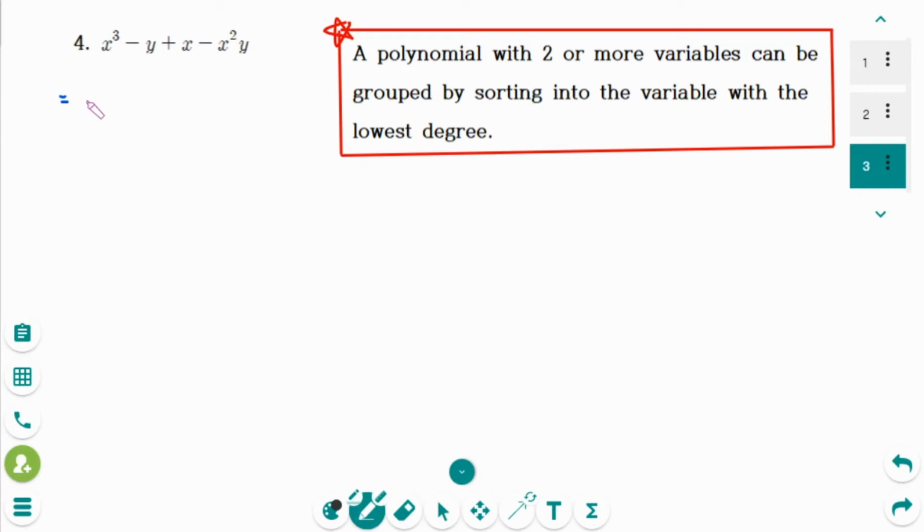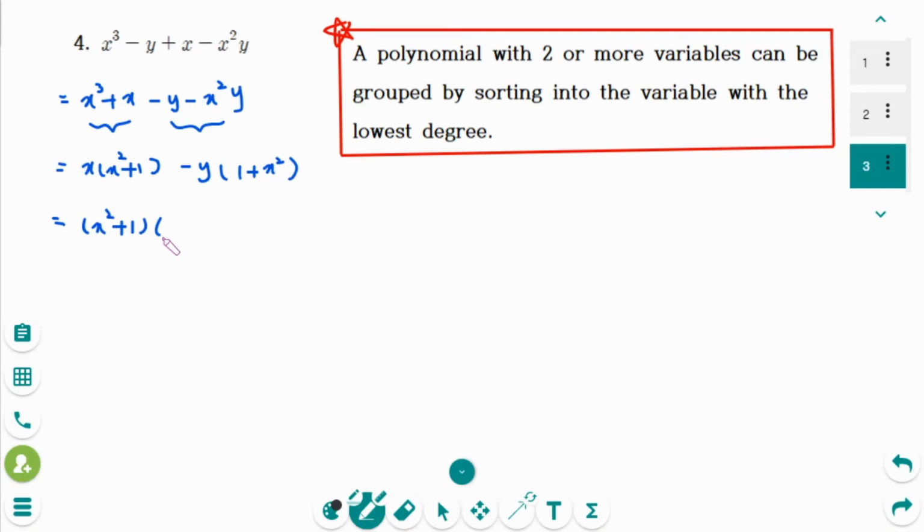without y and with y. These 2 and these 2. Factor out x in the first 2 terms. So x times x squared plus 1 and minus y in the next 2 terms. So 1 plus x squared. So actually x squared plus 1 and 1 plus x squared is the same. Take out this common factor. And leftover is x minus y. This is the final factored form.